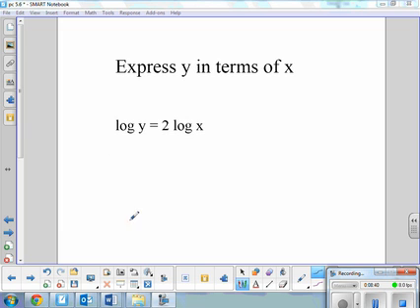We want to express y in terms of x. Well, first thing I'm going to do is take that 2 and move it into the exponent. Well, we've got the same base, so I can say y is x squared.